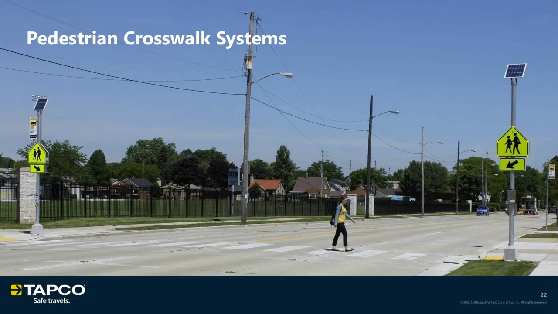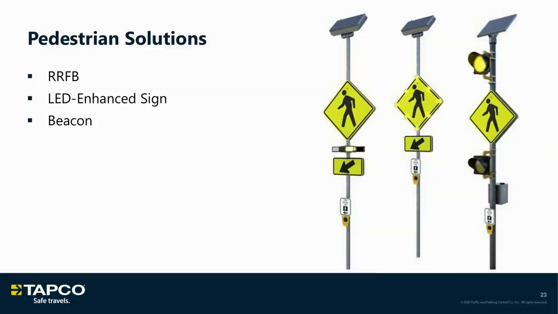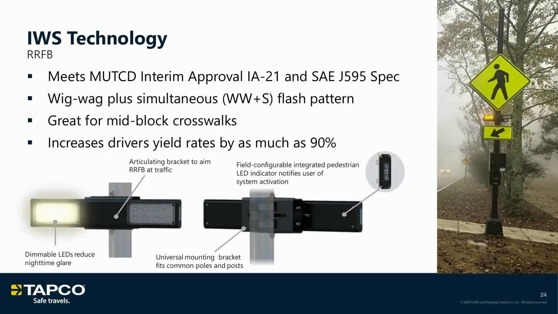All right, so we're going to talk a little bit more about these pedestrian crosswalk systems and what is available for you guys out here, okay? So the 3 major systems that we typically see from a low-cost standpoint are the RFB, the LED enhanced blinker sign, or our always fail-safe old standby, if you will, the 12-inch circular beacon.